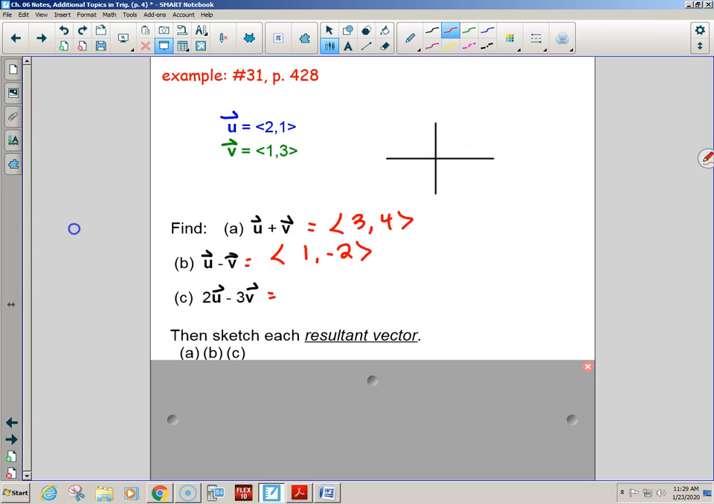Can you? What's 2 times this dude? What's that going to become? 4, 2. Yeah. Minus, what's 3 times the other dude going to be? 3, 9. Okay, so then I'm basically combining like terms. Does this kind of make sense?